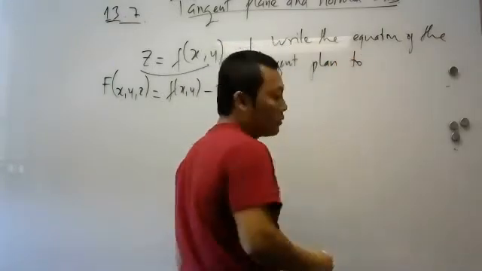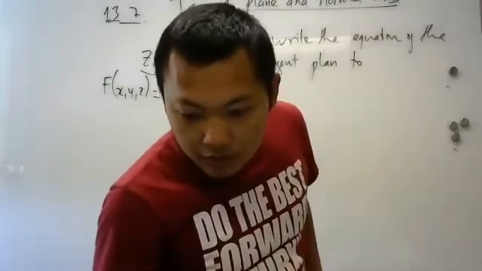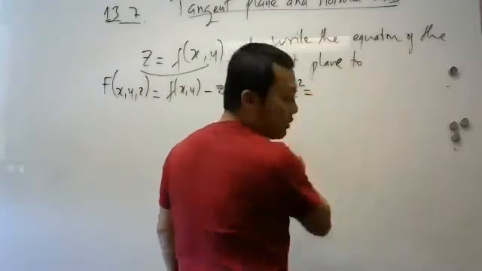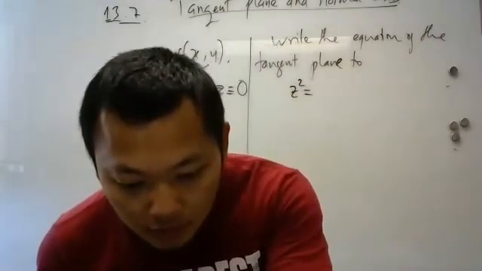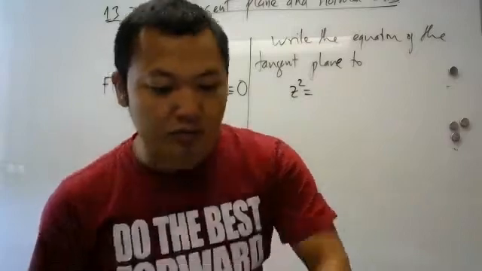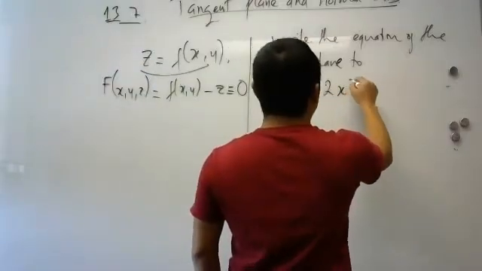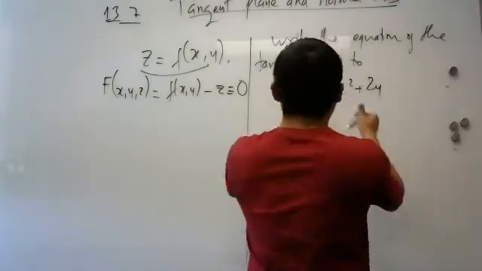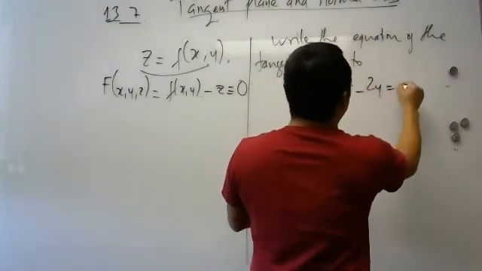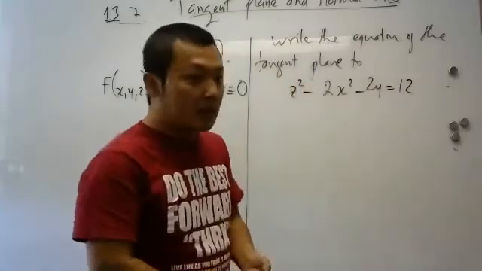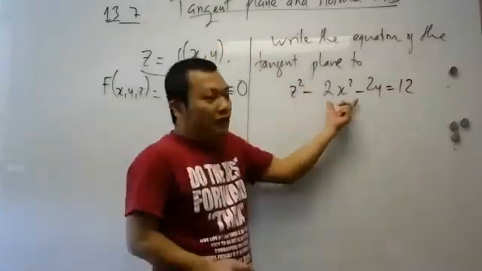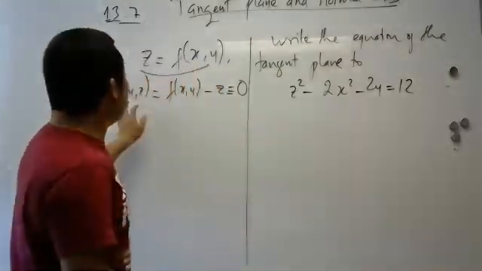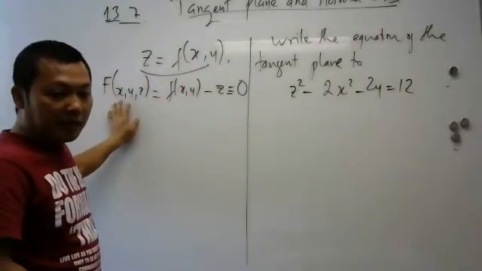Tangent plane to z squared equal to 2x squared plus 2y squared plus 12. Or let's say, yeah, let's write minus equal to 12. Okay, so of course you can solve this equation to get z. That's fine. But now we will write it in this form.